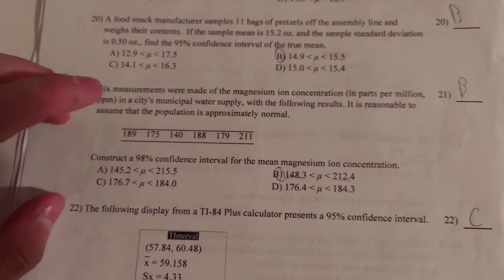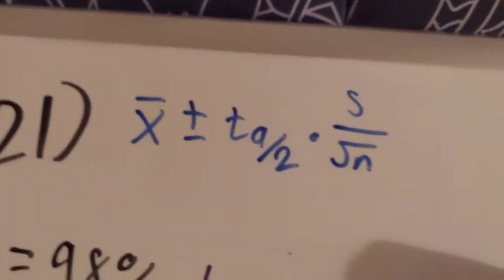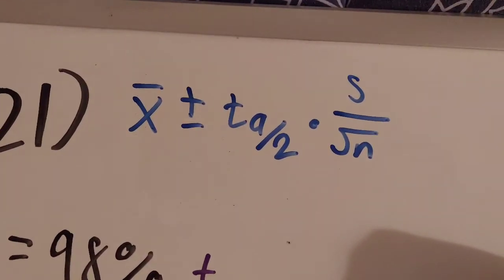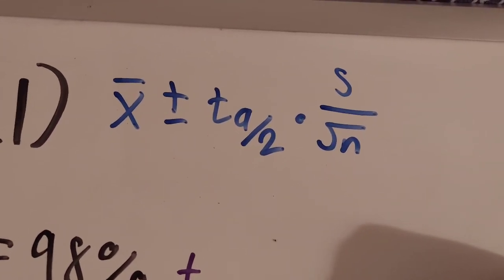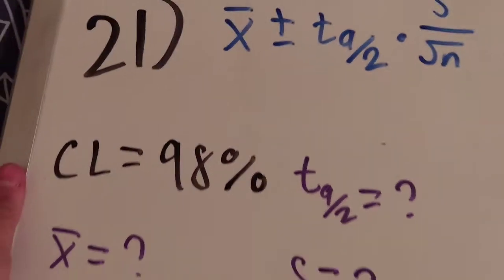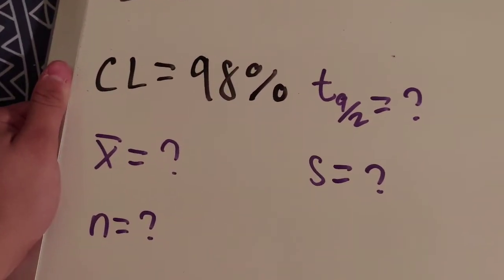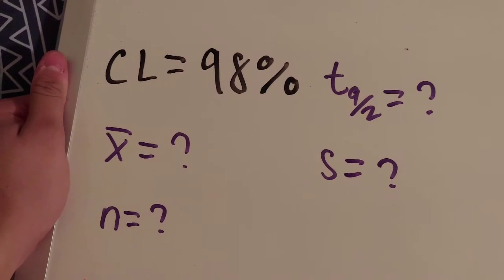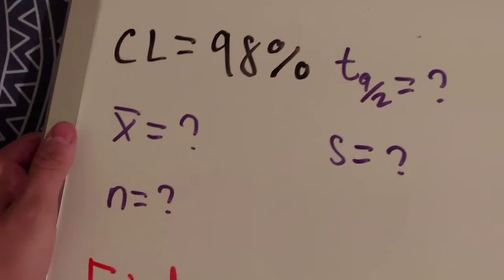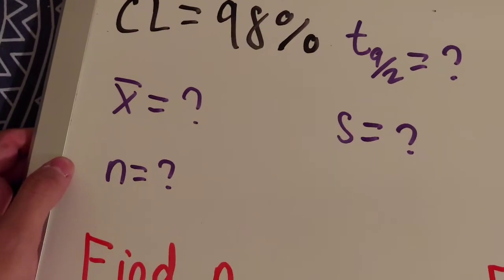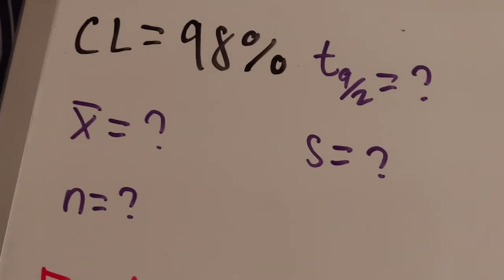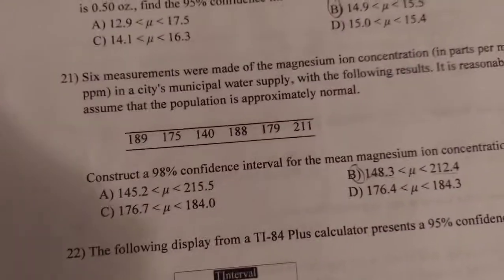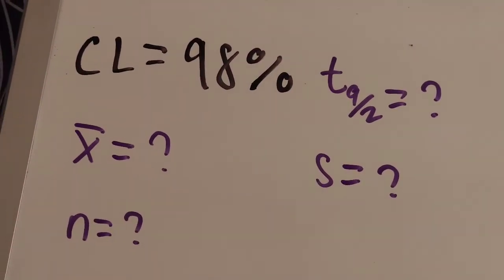The formula we're going to be using in number 21 is sample mean plus minus T alpha over 2 times sample standard deviation divided by the square root of sample size. So let's write down what we know. What we know is the confidence level is 98%, but that's about it. We don't know the sample mean, the sample size, sample standard deviation, or T alpha over 2, which is fine because we can use the numbers that are given to us, shown here, to find everything that we need to find.